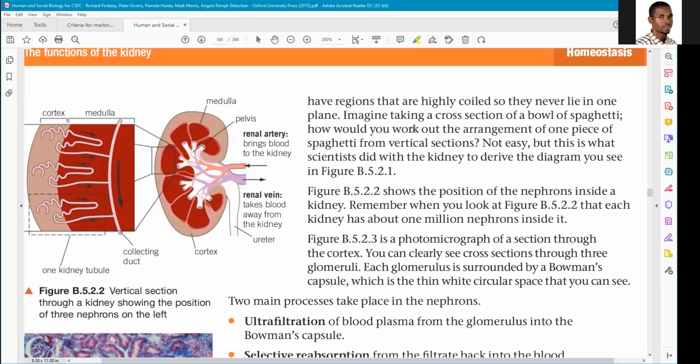Not going to read this. This is basically what we're saying, but their own description with a spaghetti.